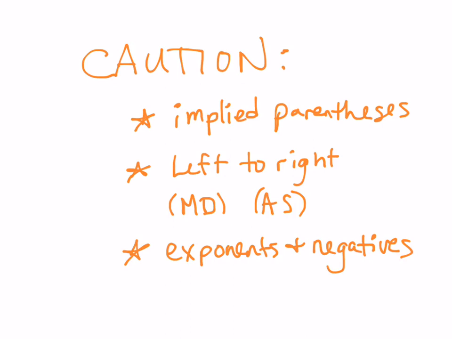So to summarize, 3 different cautions with order of operations. Look for implied parentheses. Make sure you're working left to right so that you would do all multiplications and divisions from left to right, and then all additions and subtractions from left to right. And then finally, a third caution, watch out with exponents and negatives. Make sure you know the difference between the exponent of a positive number that's then made negative versus the exponent of a negative number. 2 different things.